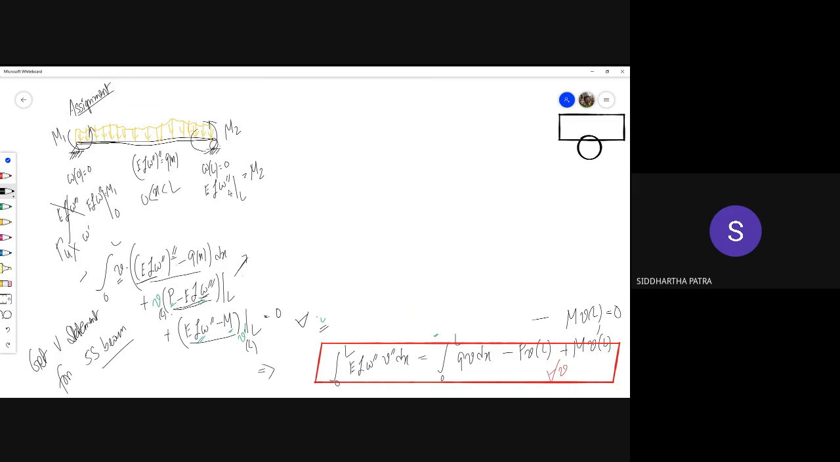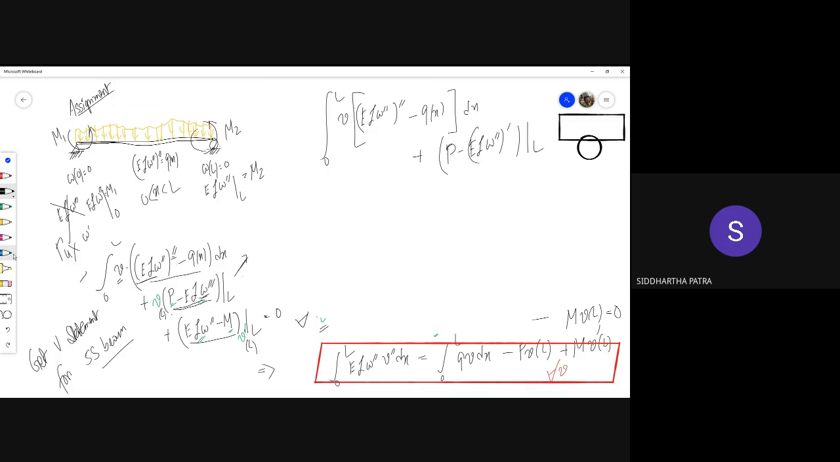One more thing. While writing the variational form from the strong form, I did this. I multiplied EI W double prime, whole double prime minus Q of X and integrated from 0 to L dx. And then I also added the boundary conditions, somewhat like this: P minus EI W double prime whole prime evaluated at X equal A and so on.